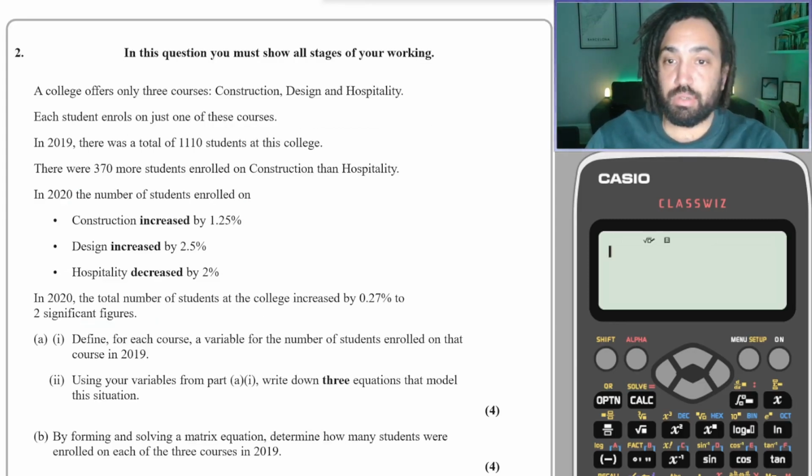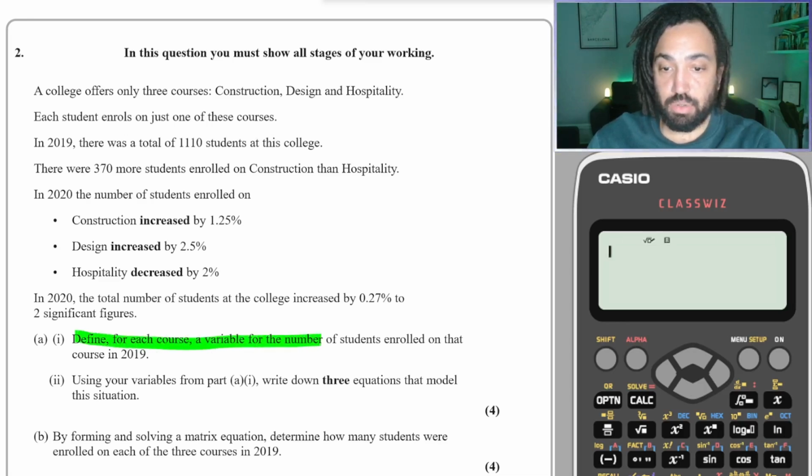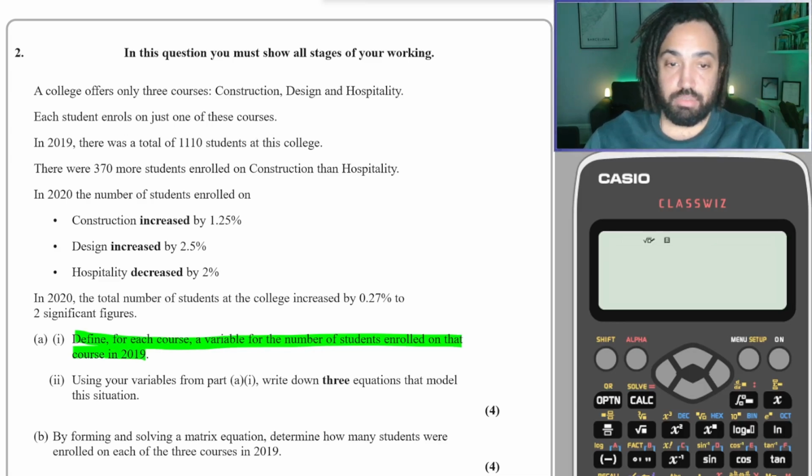Okay, question 2. Got a lot of text to get through here. Okay, I'll let you read that, and we're going to go down to the question, which is first off to define for each course a variable for the number of students enrolled on that course. So I'm just going to assign X to construction, Y to design, and Z to hospitality.